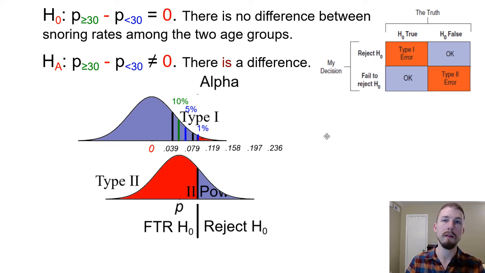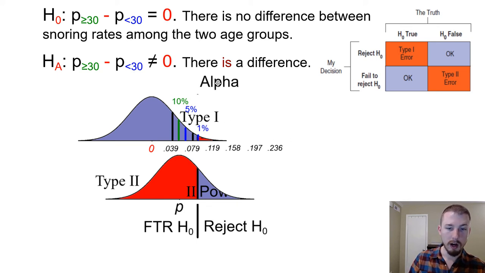Okay, so let's revisit our null and alternative hypotheses. Our null hypothesis said that the difference was 0, that there's no difference between snoring rates among the two age groups. The alternative said that there was a difference. So if there was no difference, then this is our distribution, right? It would be centered at 0 with the two pooled samples of a larger group and a smaller group. This would be the standard deviation that we'd have. So it would be 1 standard deviation, 2 standard deviations, 3.